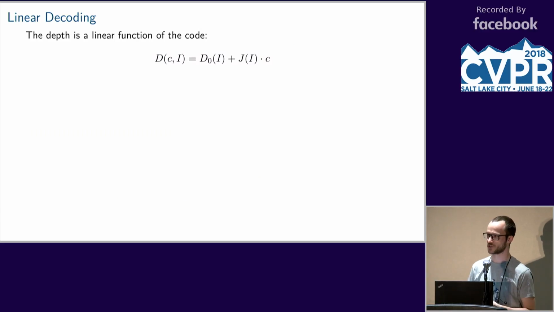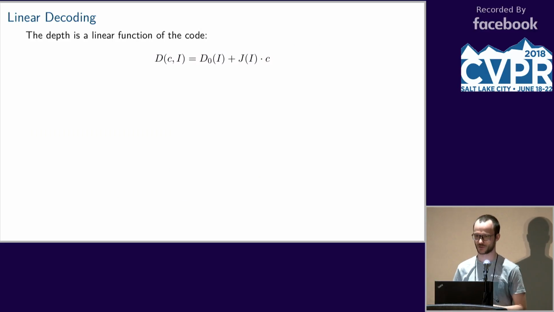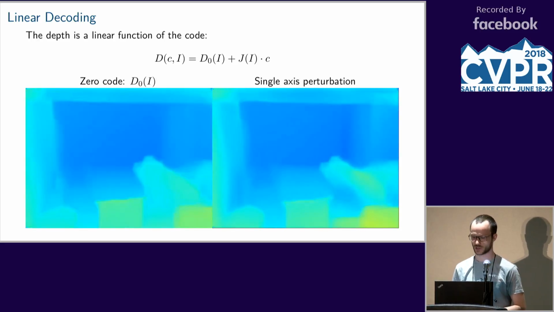Now I'll come back to the linear decoding. So why did we choose a linear decoder? Using a linear decoder, the depth, which is a function of the code and the image, can be split into 2 terms. On the left side, you have the zero code prediction, and on the right side, you have just a linear term of the code. And given a specific image, so as long as we don't change the image, we call it the Jacobian, so the derivative of the depth with respect to the code is a constant term.